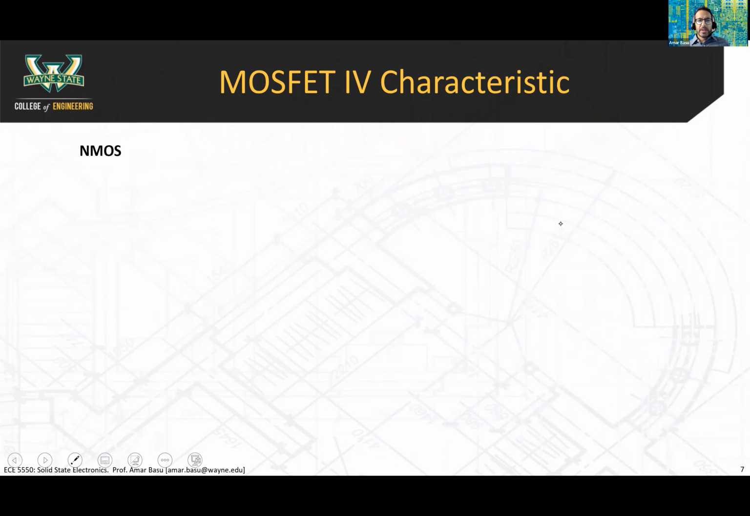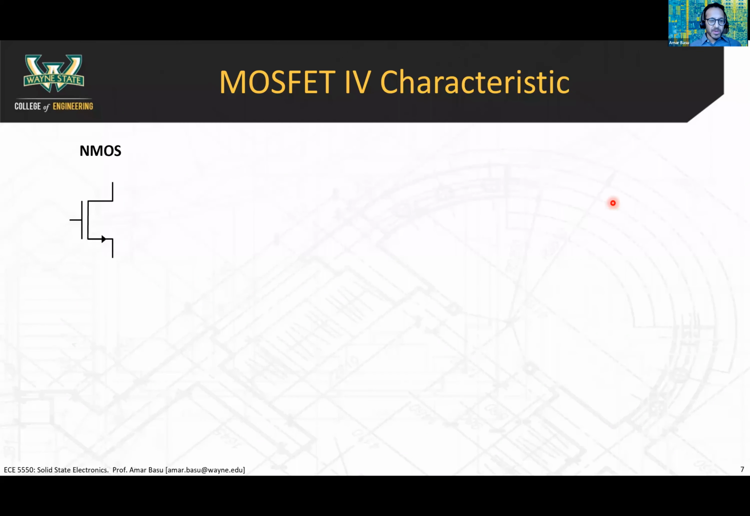So let's go over the current voltage characteristic of the diode, or I'm sorry, of the MOSFET. Just focus on what the characteristic is right now. We're going to talk about how that characteristic emerges once we get into the specific discussions on how the physics of the MOSFET work.